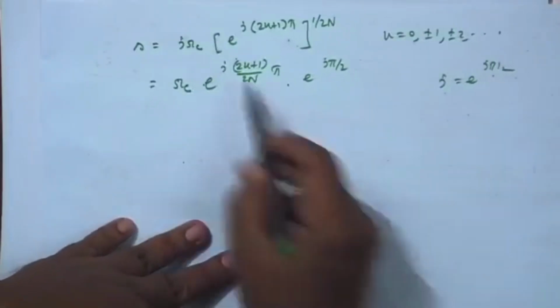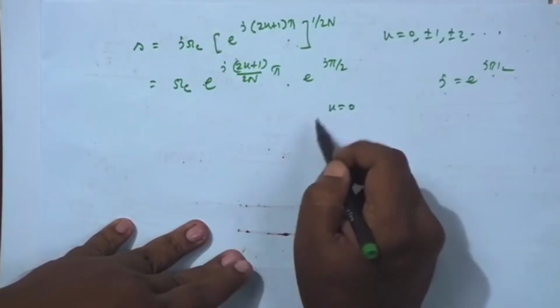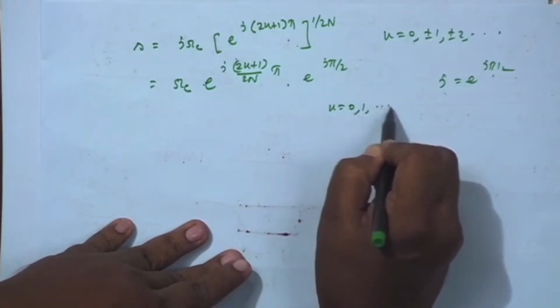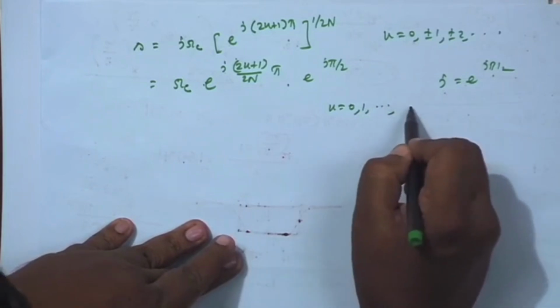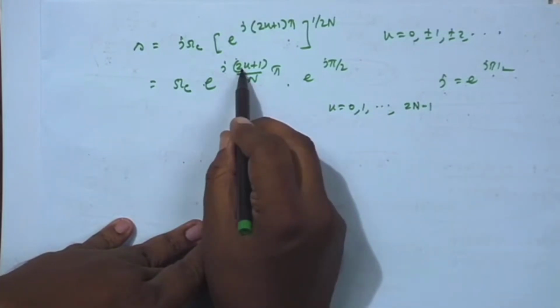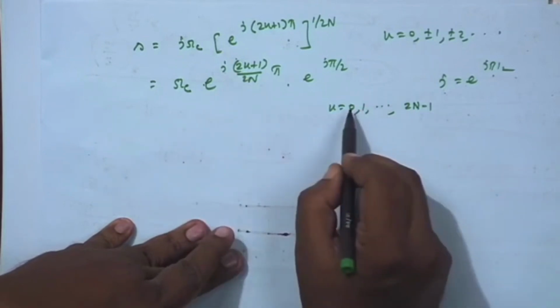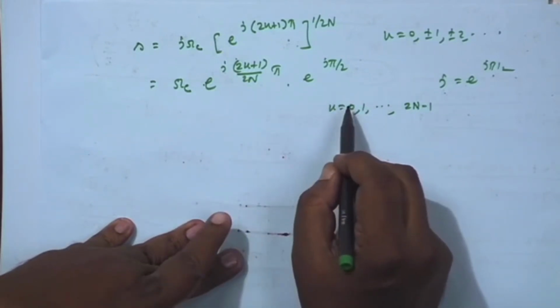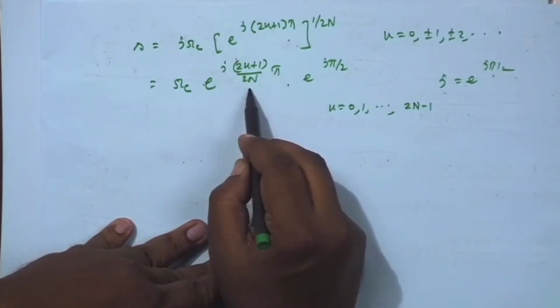Okay. So, here you will see, if you take the k positive case, k will have 0, 1, dot dot dot, up to what? It will be up to 2n minus 1, because the moment it is 2n, you will get back the same thing. I mean, whatever you had for k equal to 0 will come up. What do you have for k equal to 0? It is e to the power j pi by 2n.